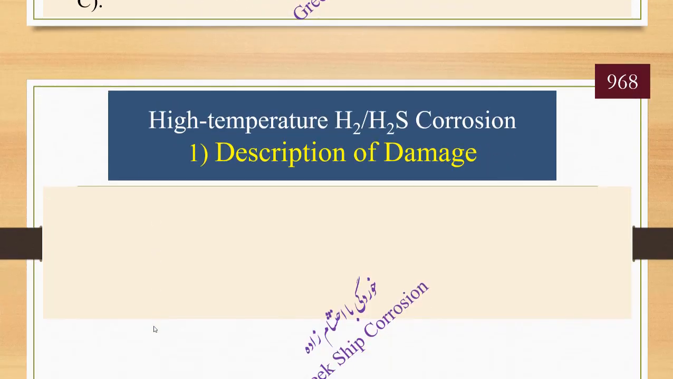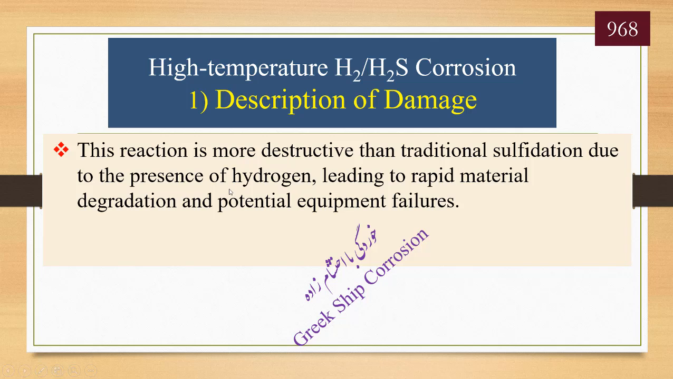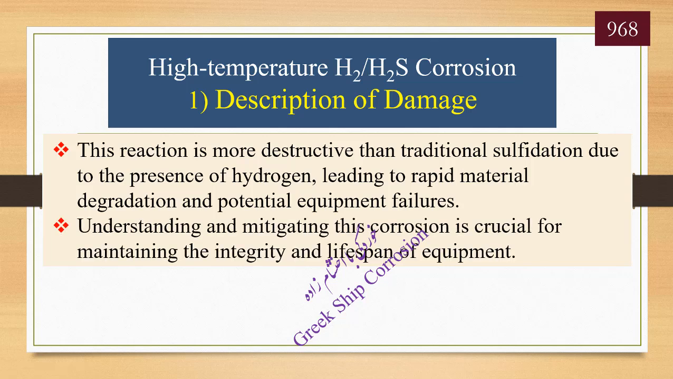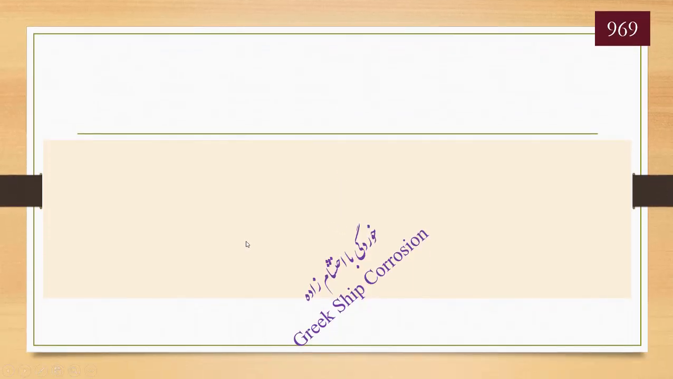939C. This reaction is more destructive than traditional sulfidation due to the presence of hydrogen, leading to rapid material degradation and potential equipment failures. Understanding and mitigating this corrosion is crucial for maintaining the integrity and lifespan of equipment.